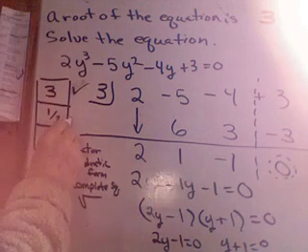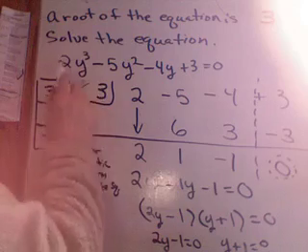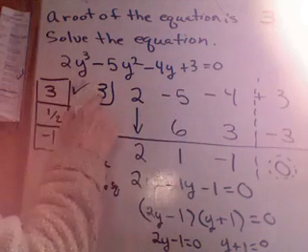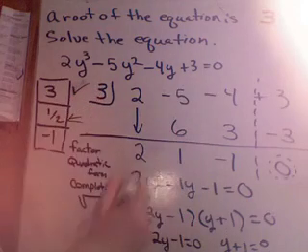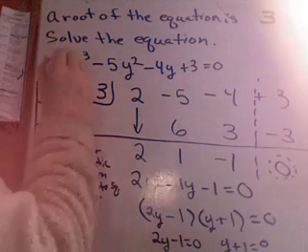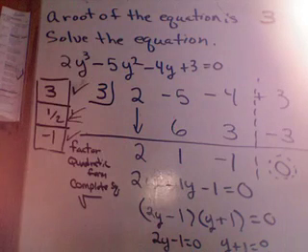Now, I could check these answers by taking the original, changing the synthetic here, and trying a half and see if it works. Try -1 and see if it works. They should check out. All the factors should divide into that polynomial evenly. So, here's the solution. You get to try some now.